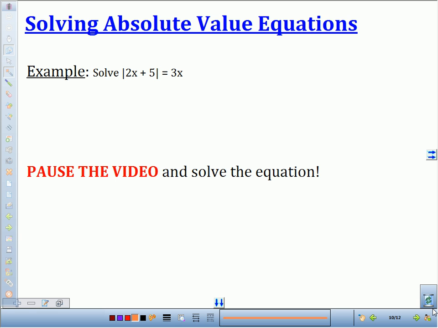Alright, I want you to solve the equation, the absolute value of 2x plus 5 equals 3x. Pause the video, solve the equation. In just a moment, unpause the video after you're done, and we'll see what the solution or solutions are.